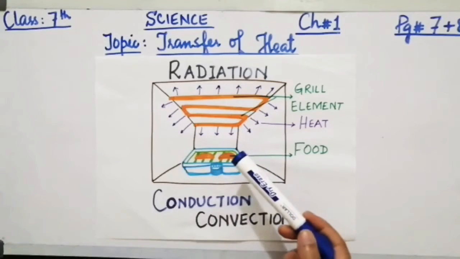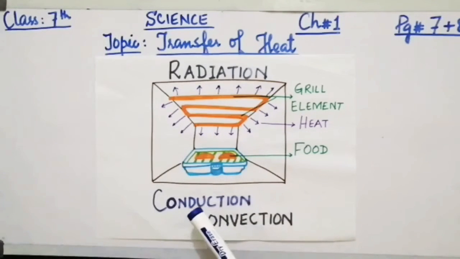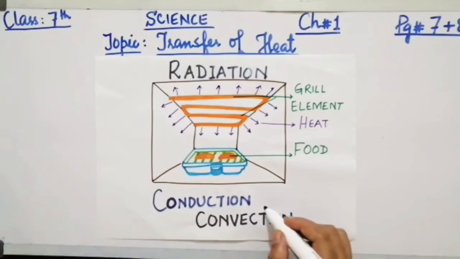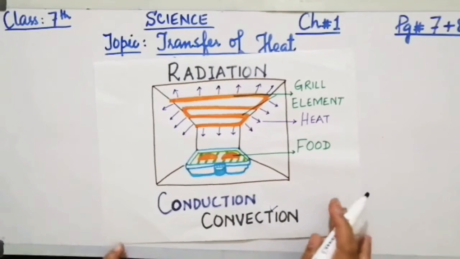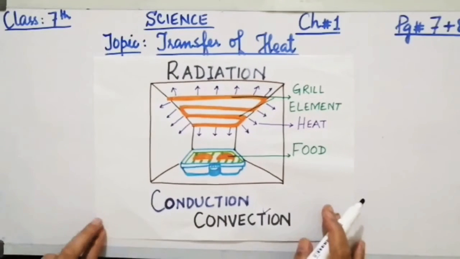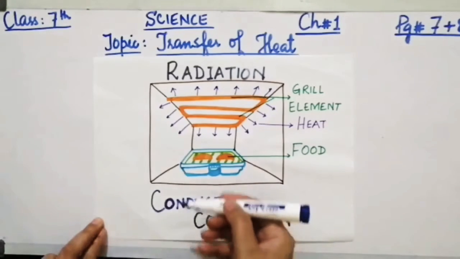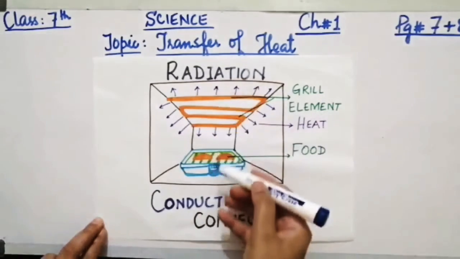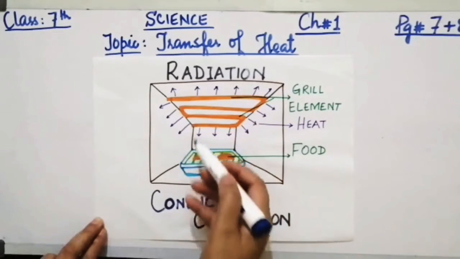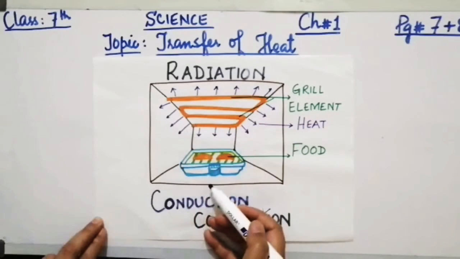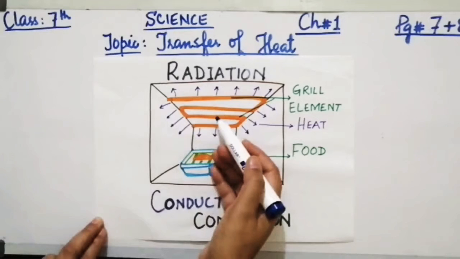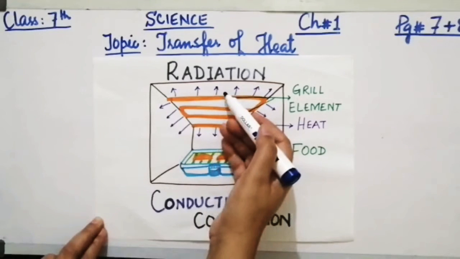This heat cannot be carried by conduction or even convection. Now first, why is it not carried with the help of convection? The reason is that convection carries hot air upward, while in this case you can see the heat is going downward to the food from the grill, which is present at the top.